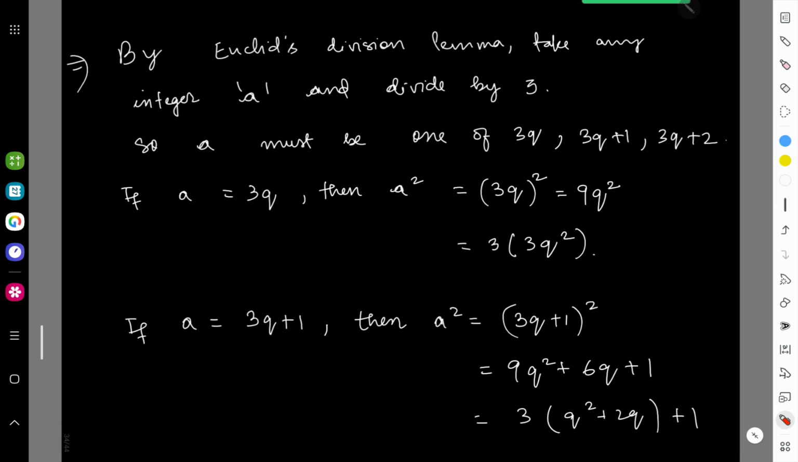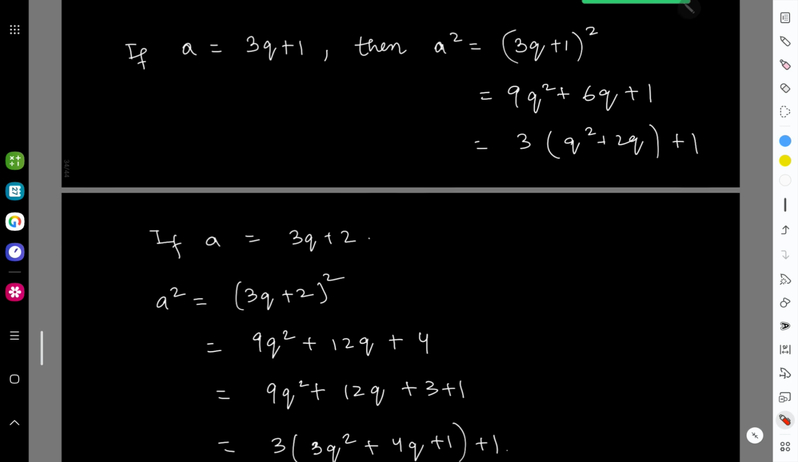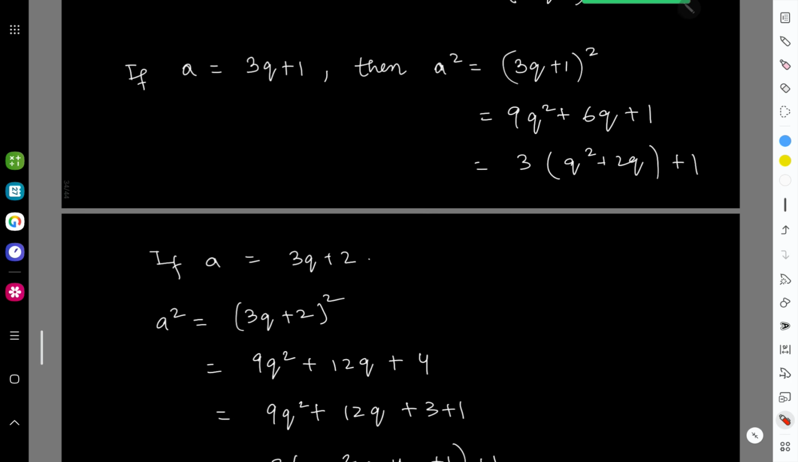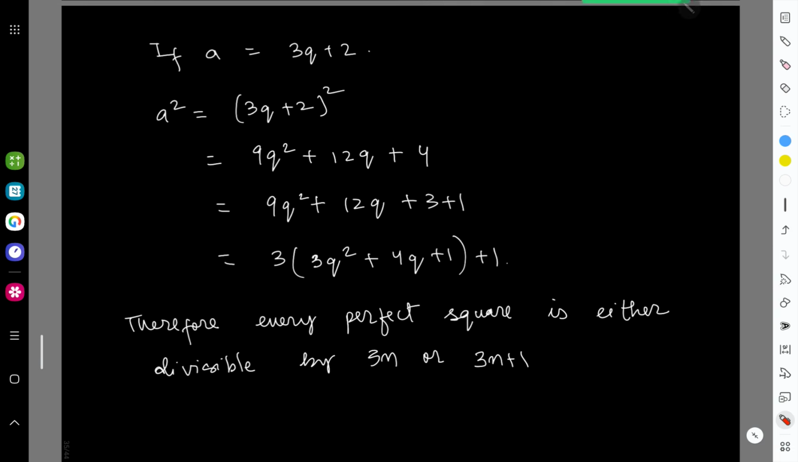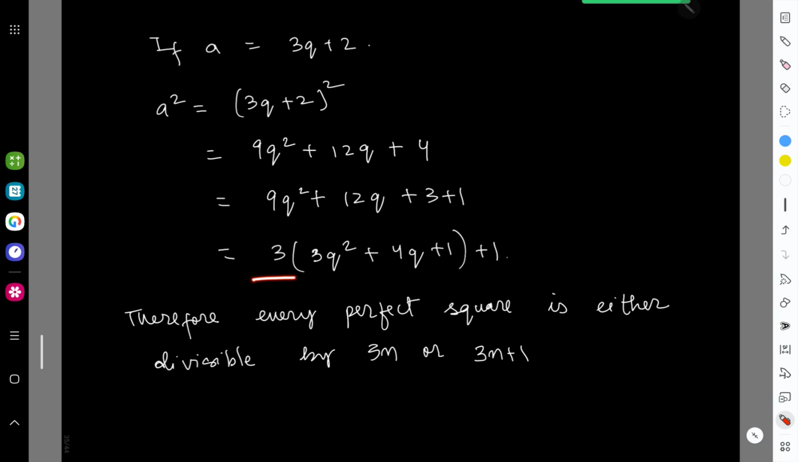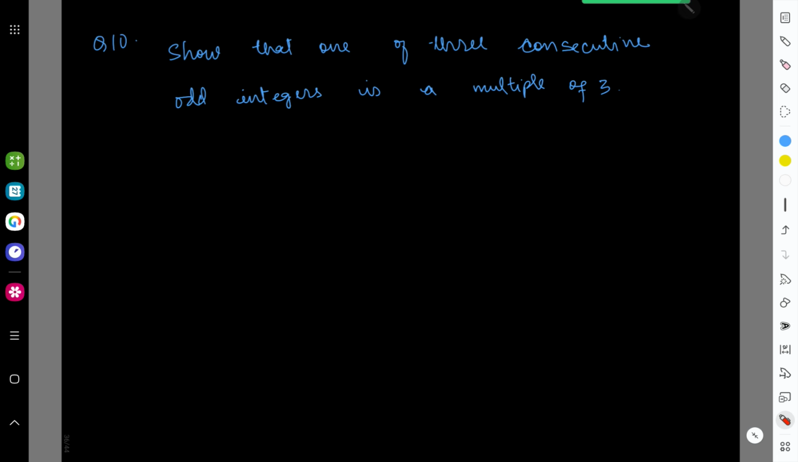So for the first case we have expressed it in the form of 3n, and for the remaining 2 cases we have expressed the square of the number in the form of 3n plus 1. Therefore every perfect square is either of the form 3n or 3n plus 1. That concludes question number 9. Let us continue with question number 10.